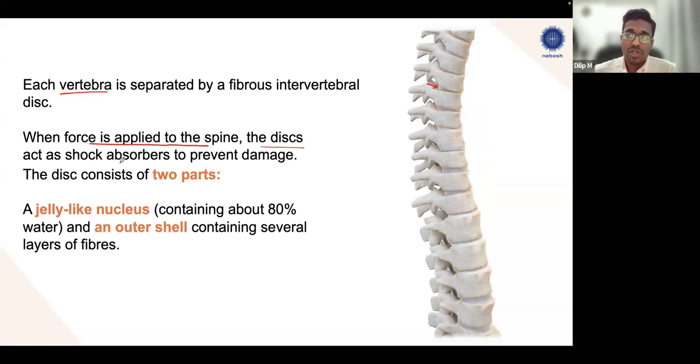So the disc acts as a shock absorber, which prevents damage to the spine. The disc consists of two parts: a jelly-like nucleus containing about 80% water, and an outer shell containing several layers of fibers. So each vertebra is separated by a disc, which acts as a shock absorber, contains 80% water, and contains several layers of fiber.